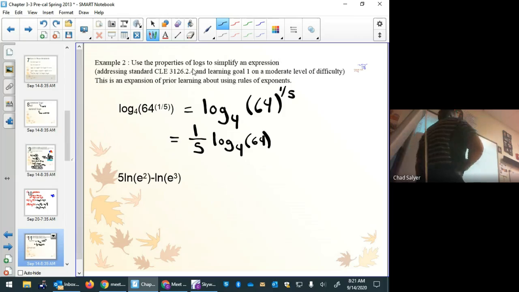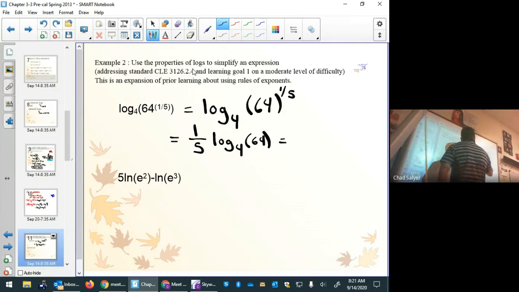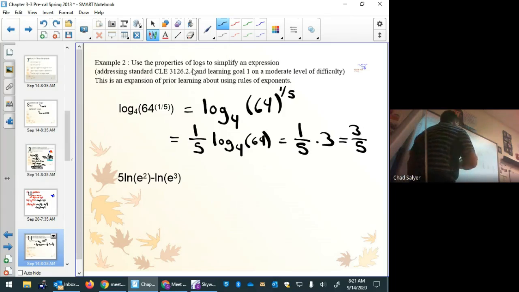And then I know that 64 is 4 to the 3rd power. So this is going to be 3/5. So between the first step and the second step, I applied the power property of logarithms, which allows me to take any exponent on the argument and move it out as a coefficient.